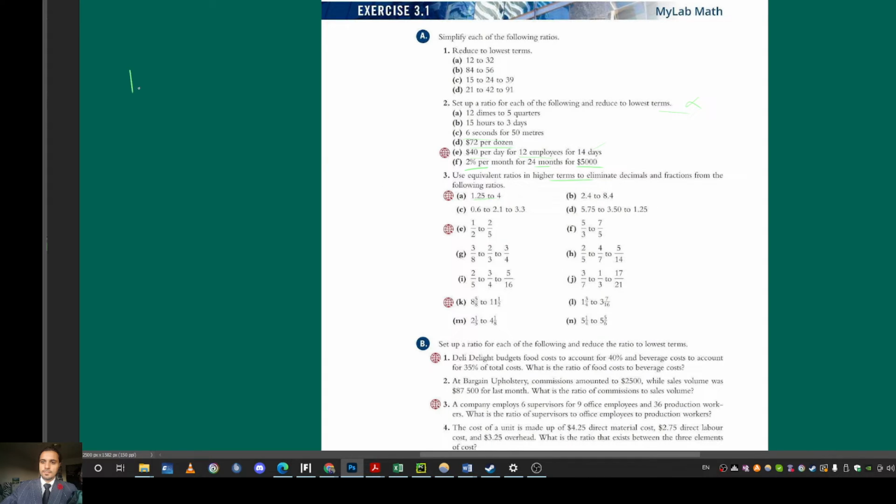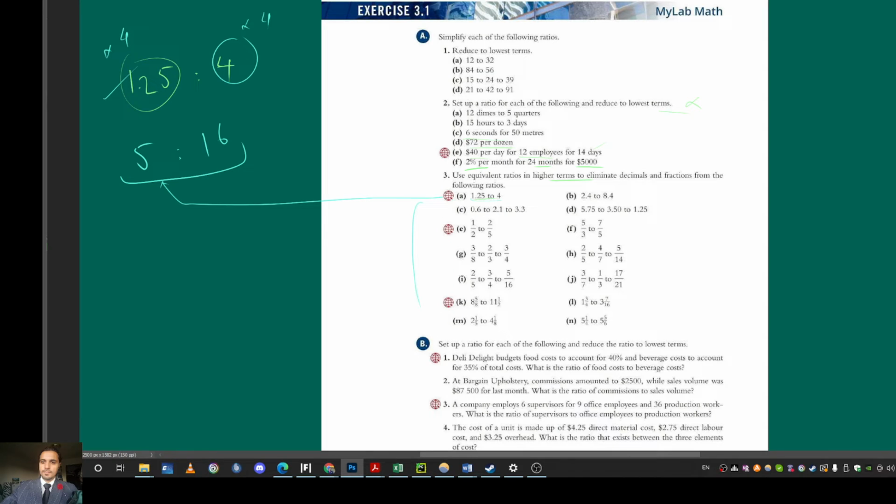So for example, 1.25 ratio 4, we can set it up like this. And if you multiply this number with 4 and this number with 4, 4 times 1.25 is 5. 4 times 4 is 16. So now you've expressed it in higher terms and you have eliminated the decimal, right? So this has now been expressed in a non-decimal form, but it's obviously in a higher form than this one, which was in a lower form. In other words, this had been divided further, right? So anyways, now you have to do the same with all these questions, right?